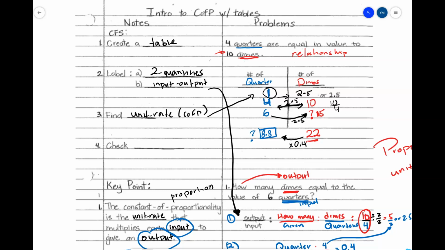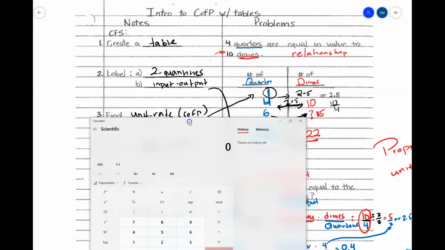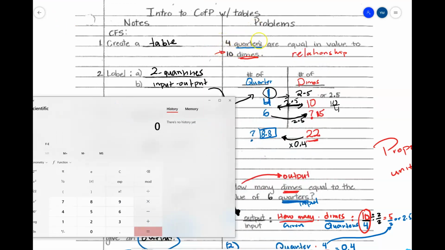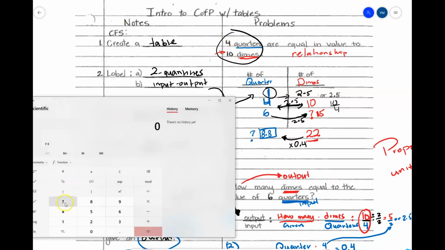And then you want to go back and check your work. How would I check my work in this case? Well, it's actually pretty straightforward. You can simply go back and check your work. So let's go ahead and take out our calculator again. Remember, they gave me a relationship right here. So let's see what happens if I take 4 and multiply it by 2.5. What should I get? If I take 4, multiply it by 2.5, I should get 10, and I do get 10. So that means that my constant of proportionality was actually correct, and it does make sense.